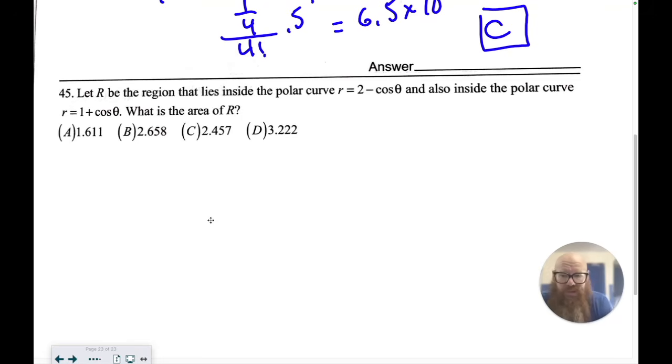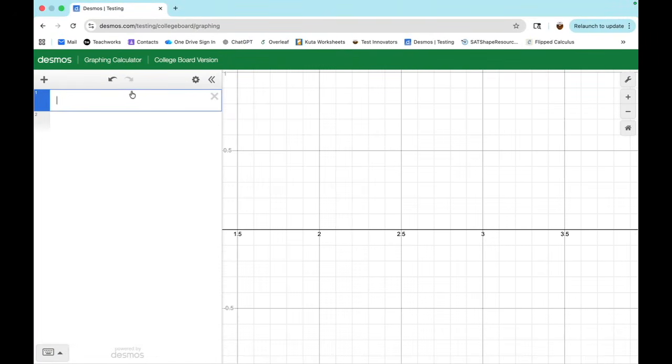All right, on to our last one. So we've got a region that lies inside one polar curve and also inside the other polar curve. So what you can do here to get an idea of what's going on, I think what I would just do is use Desmos for this. We want it inside the first one and also inside the second one. So I'm just going to jump over to Desmos and see what these look like.